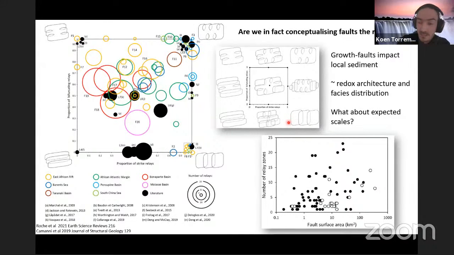And so these, as Davey talked about, can impact local sediment, and then also the redox architecture and facies distribution. And then the question I have is about what are the expected scales? So you could think about the amount of surface area along a fault. You do get a number of relay zones, even on relatively small faults.